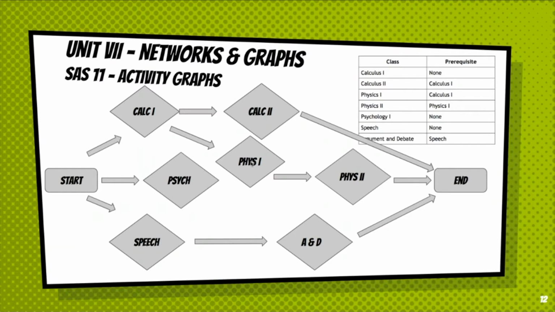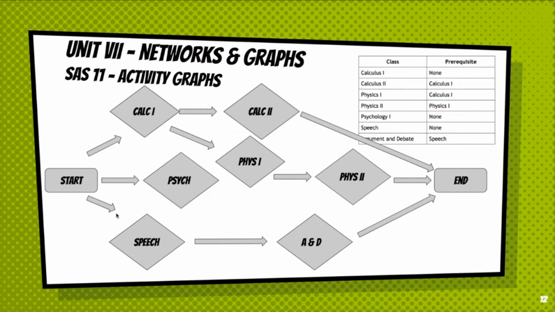Now, Physics 1 is a prerequisite for Physics 2, as you can see here in the table. So that arrow comes out of Physics 1 and goes to Physics 2. Physics 2 is not a prerequisite. It's not in the prerequisite column at all. So we can take an arrow and it goes straight to end.